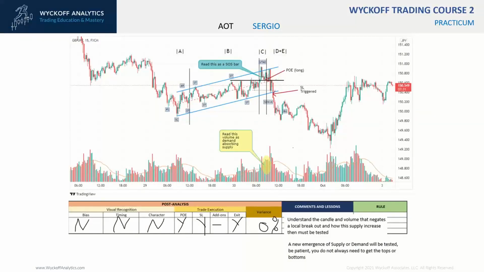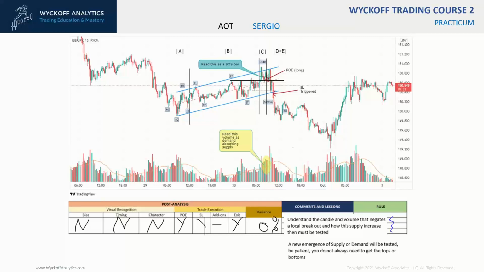So, in reviewing Sergio's comments: bias, no; timing, no; character, no; point of entry, yes. We gave him a 50-50, stop loss, yes; and exit, yes. And he's saying variance 0, but the calculation is actually 3 yeses out of 6 total. So by his measure, his variance would be 50%, not 0%. And his comments: understand the candle and volume that negates a local breakout, and how the supply increase then must be tested.